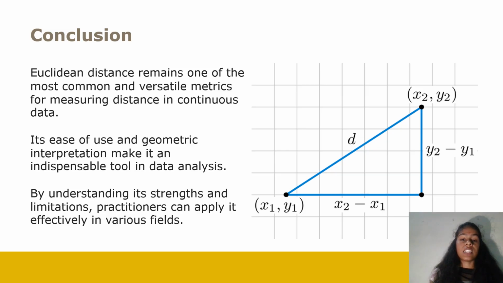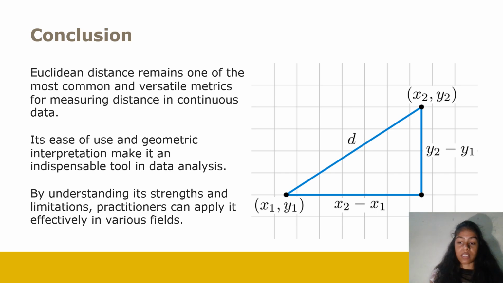Conclusion. Euclidean distance remains one of the most common and versatile metrics for measuring distance in continuous data. Its ease of use and geometric interpretation make it an indispensable tool in data analysis. By understanding its strengths and limitations, practitioners can apply it effectively in various fields.